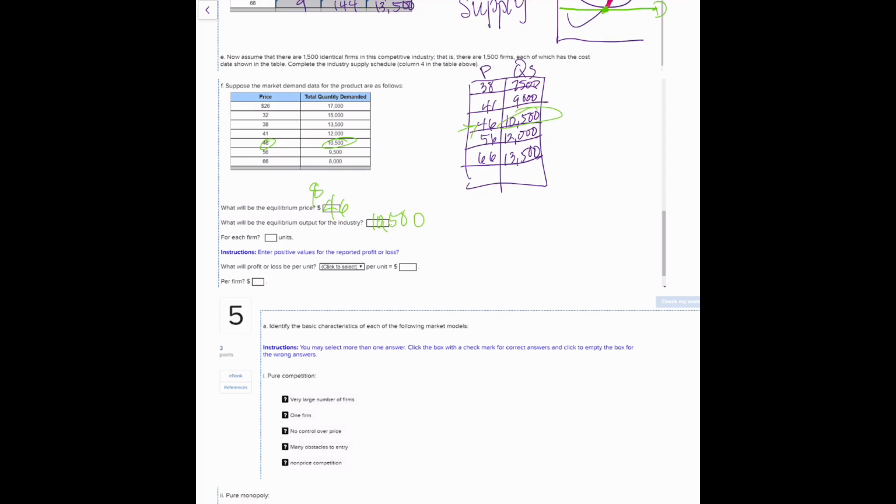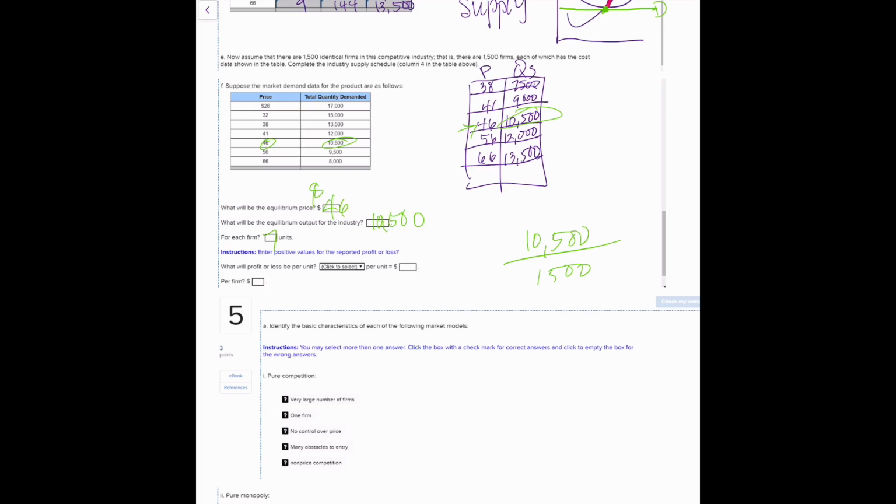And for each firm, we would just take that 10,500 and divide it by 1,500. I did that backwards, don't mind me. 10,500 divided by 1,500. Oh, I see, it's the output for each firm, and it's going to be 7 units for each firm. And then it says, what will be the profit or loss per unit?